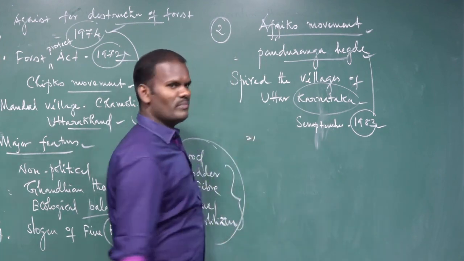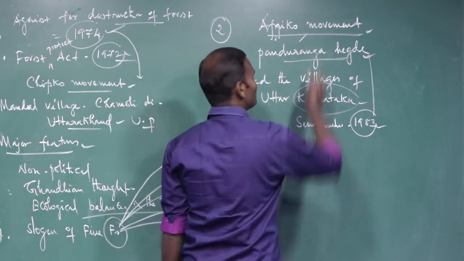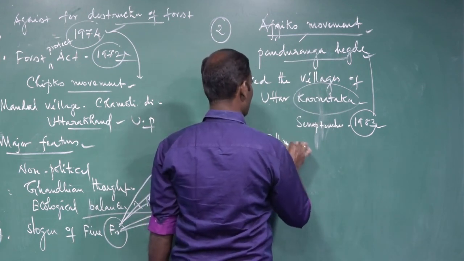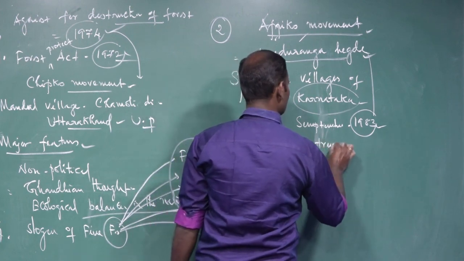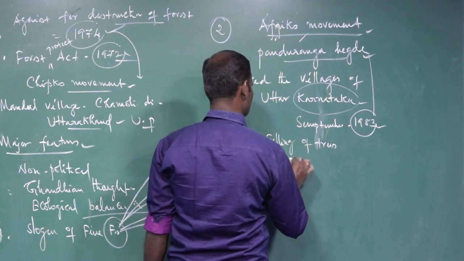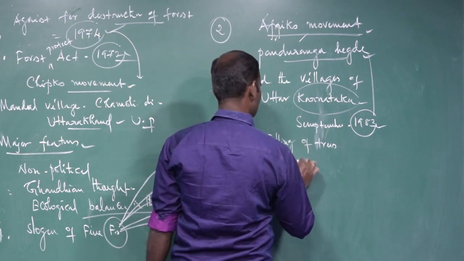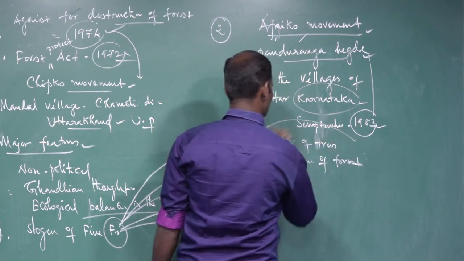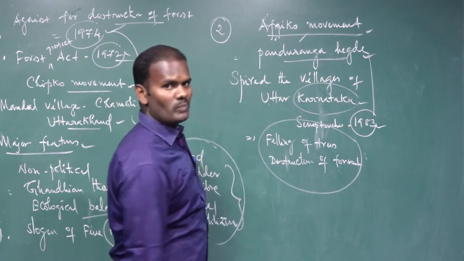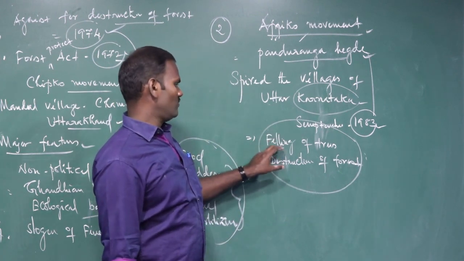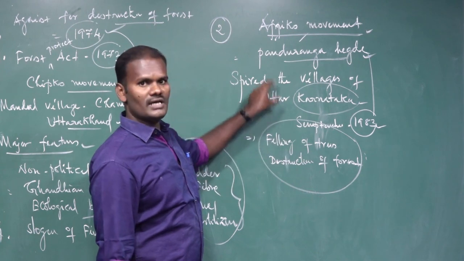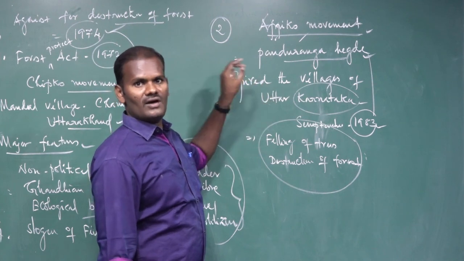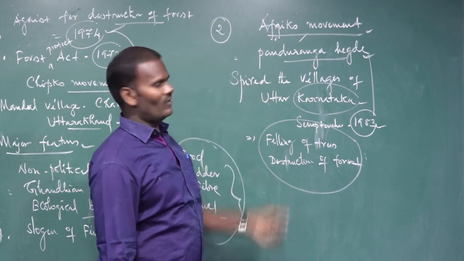And what was the main purpose of this movement? It was started as a protest against the felling of trees, destruction of forests, and against forest policy. So to stop the felling of trees and destruction of forest, we established the Appiko movement. Both the Chipko movement and the Appiko movement were launched as protests to protect the forest.